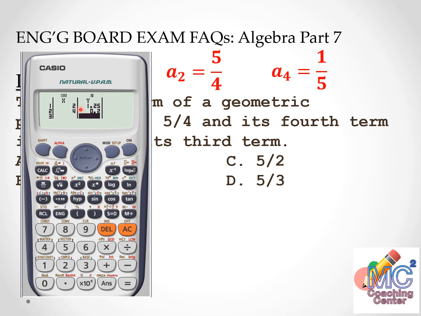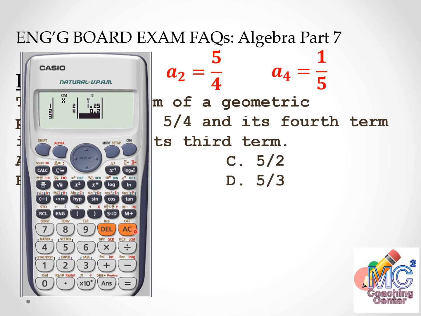Okay? Ayan, 2. Yan po yung 2. 1.25, yan po yung 5 over 4. Then 4, yan po yung 4. Then 0.2, yan po yung 1 over 5. Now, pag ganito na yung nakikita natin sa table, class, press AC kaagad.